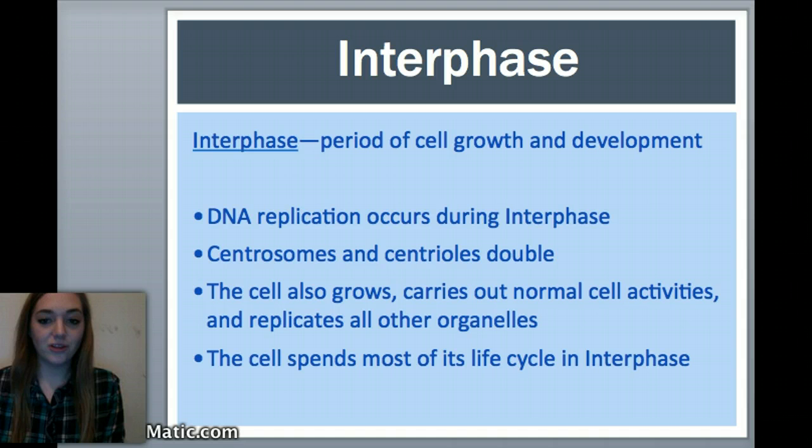And the cells also grow, carry out normal cell activities, and replicate all other organelles that are necessary for you to survive. And the cell spends most of its life in interphase.